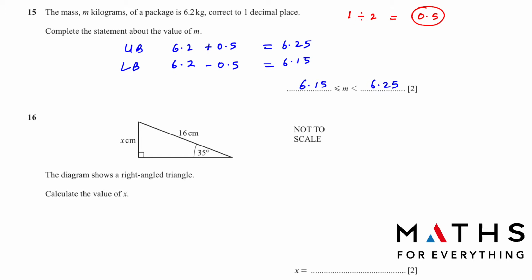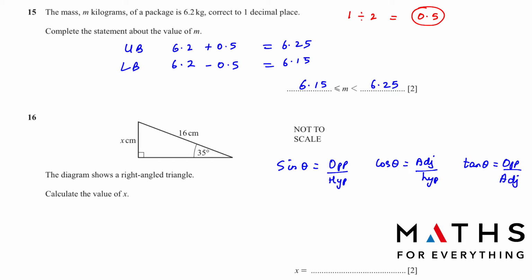Question number 16. We have been given a right angle triangle. This is X. The angle is 35 and this side here, which is opposite the right angle, which is the hypotenuse, is 16. Calculate the value of X. When you have one side and an angle given and you want to find the other side, you have to use trigonometry. There are 3 trigonometric identities. One is sine theta is equal to opposite over hypotenuse. Cos theta is equal to adjacent over hypotenuse. And tan theta is equal to opposite over adjacent.